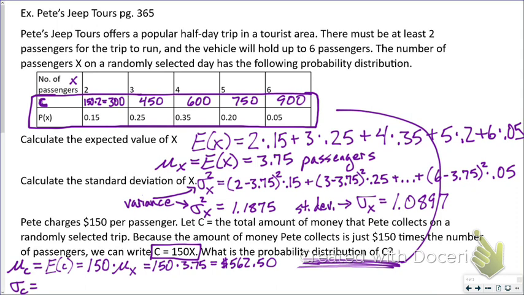Same concept applies to standard deviation. Technically, you're supposed to write absolute value of that coefficient times the standard deviation of x. We'll look at that here in a minute. But we go 150 times 1.0897, and we get 163.46.